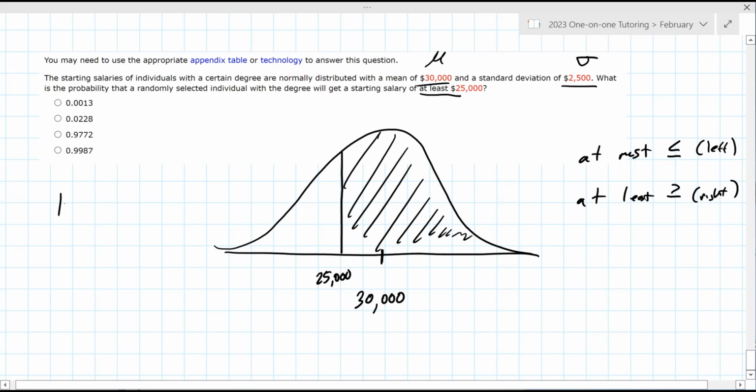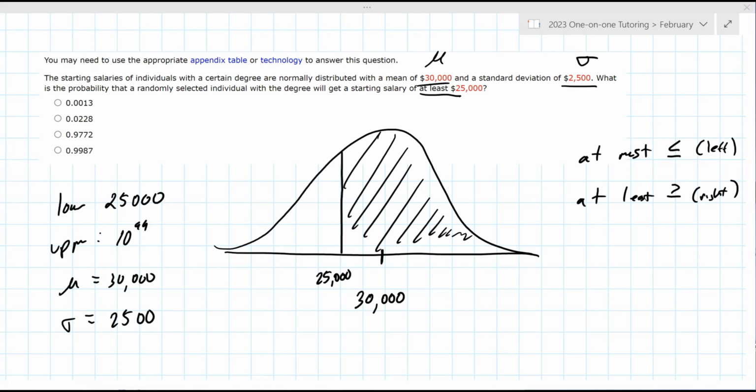Okay. So this time your lower is 25,000. Your upper is 10 to the 99. Your mu is 30,000. And your sigma is 2,500. One says 0.579. You missed a zero somewhere on one of these. So check your lower 25,000, upper I'm doing 10 to the 99, on the normal PDF, right? Yes, normal CDF. 25,000, 10 to the 99, 30,000. Oh, and then 2,500. Yes.